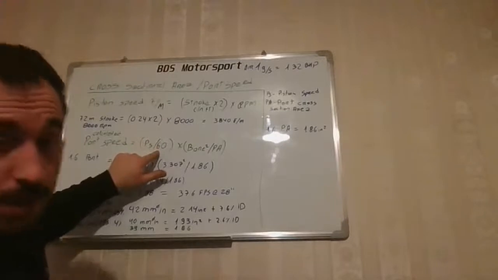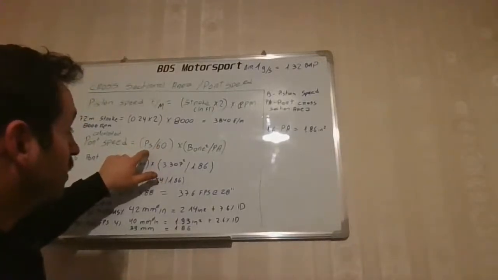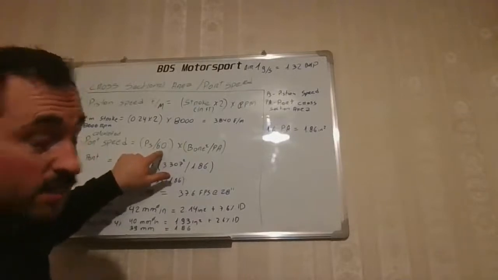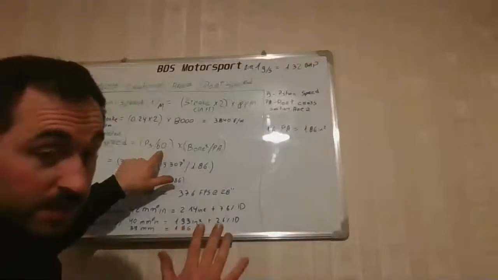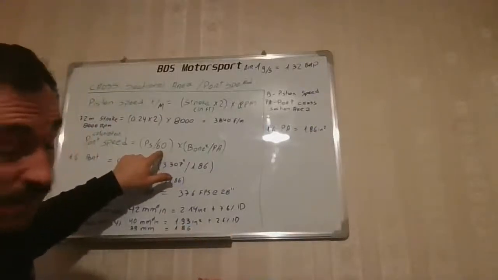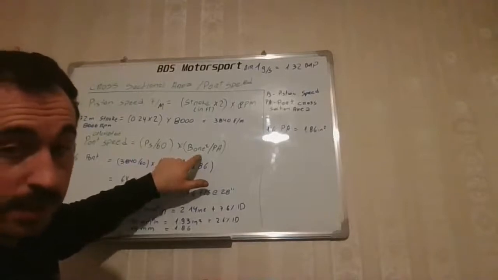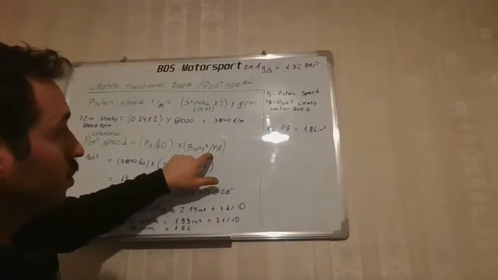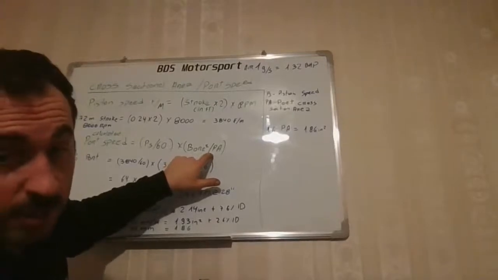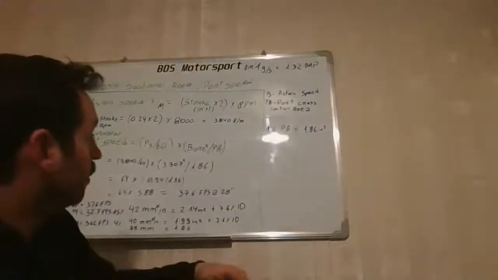We divide by 60 because piston speed is in minutes and we need it in seconds, because the port speed is measured in feet per second. So we have to divide this by 60. Then we have to multiply it by the bore in inches squared divided by the port cross-sectional area, PA.